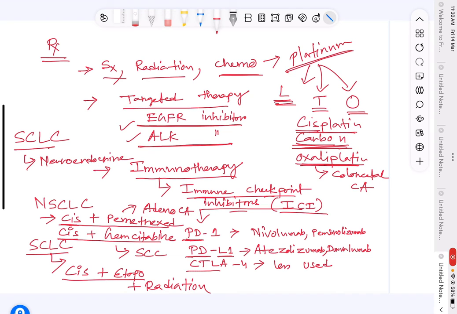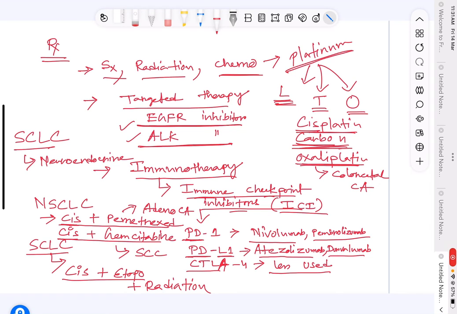CTLA4 stands for cytotoxic T lymphocyte associated protein 4. Now the drugs in this. So we have these 5 drugs: nivolumab, pembrolizumab, atezolizumab, durvalumab, and the CTLA4 inhibitor drug ipilimumab. But I have not written the name here because it is less used. These 2 are actually used concurrently with these drugs in SCLC. Not like I'm teaching when these drugs are not used.